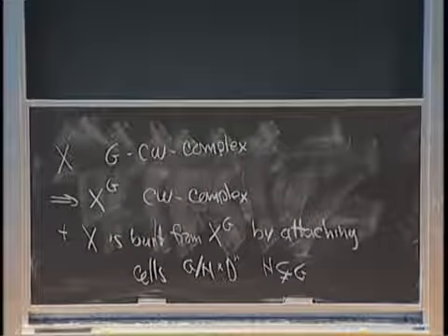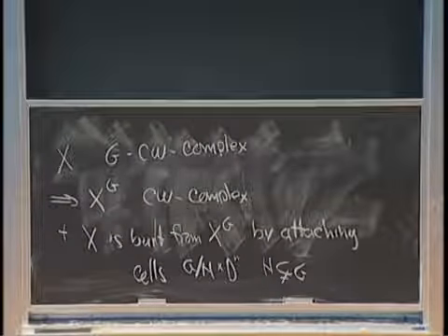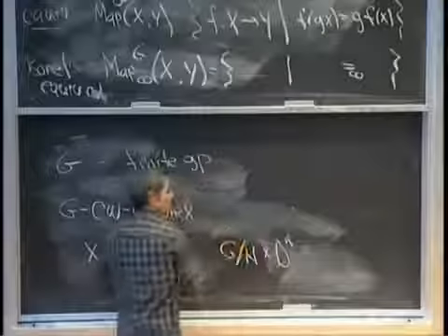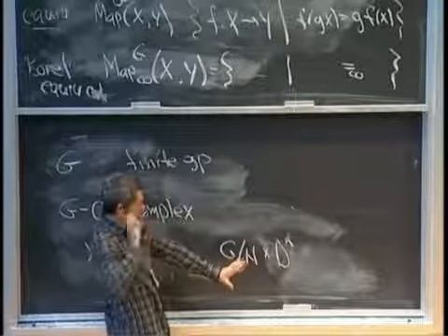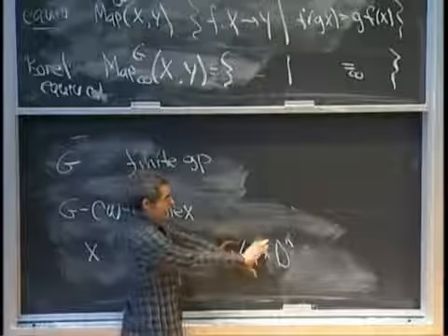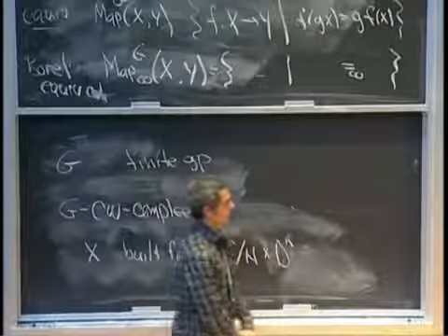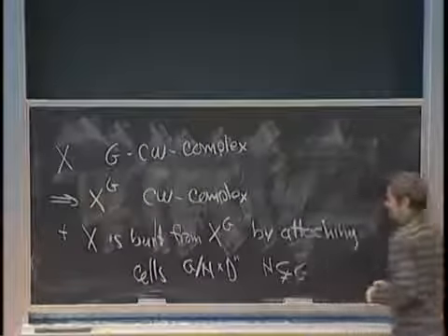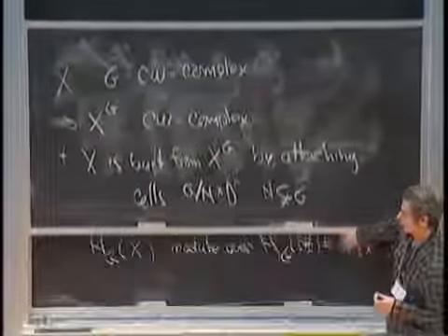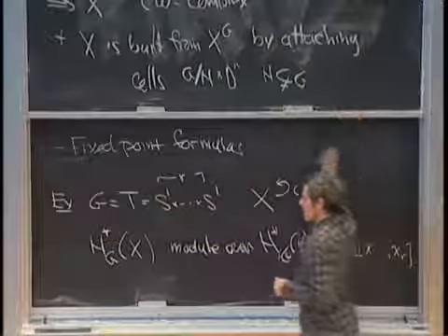So this will come up later, but you have to think a little bit about it. It just follows from the fact that something with no action can't map to something with a non-trivial action in an equivariant way. So I'm going to use this a little bit later, but it's a basic fact about G-CW complexes.